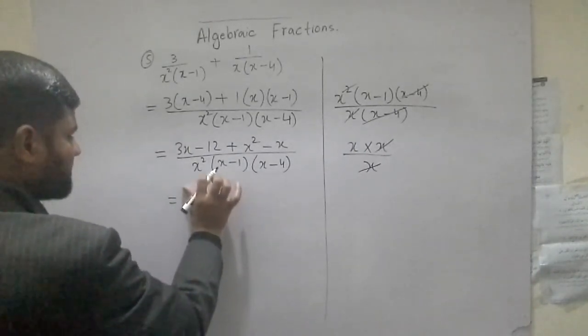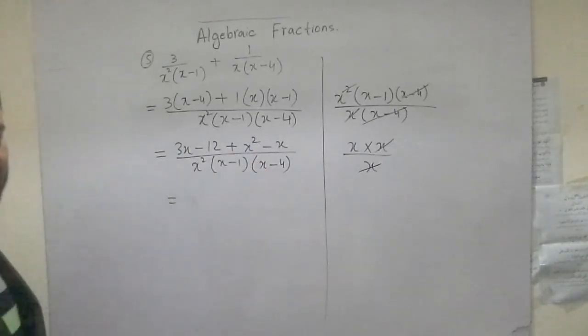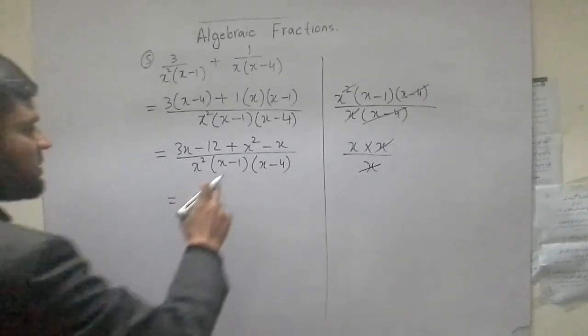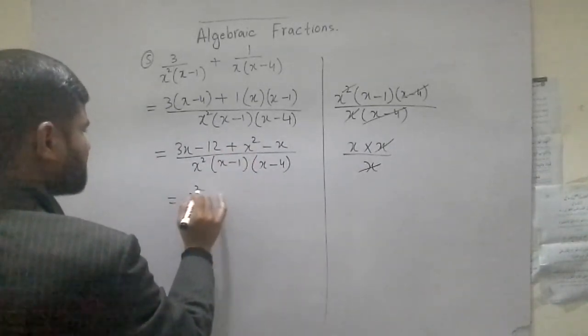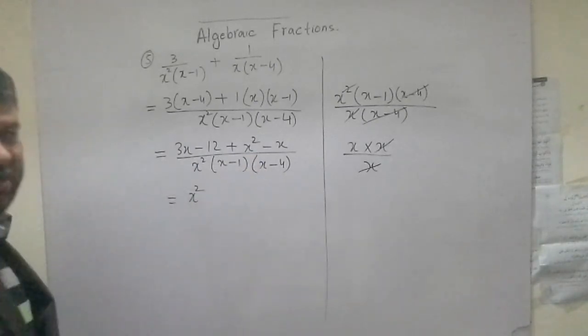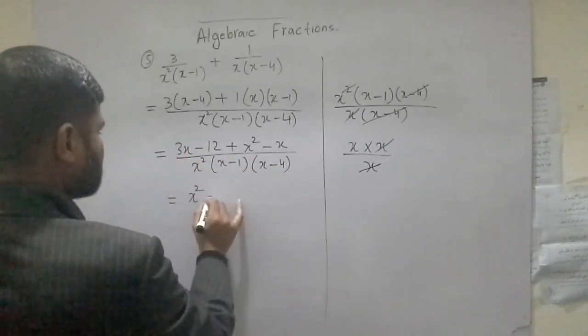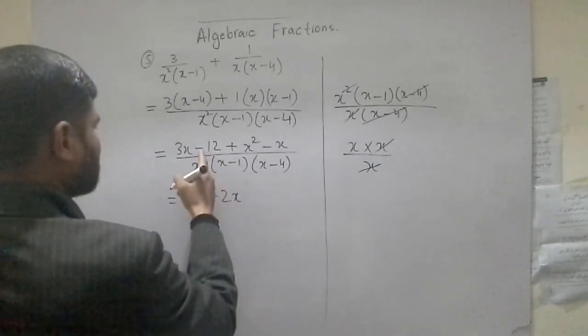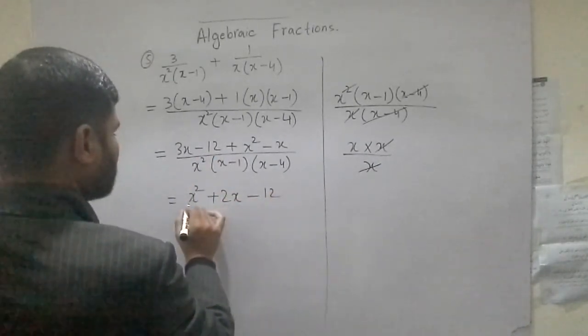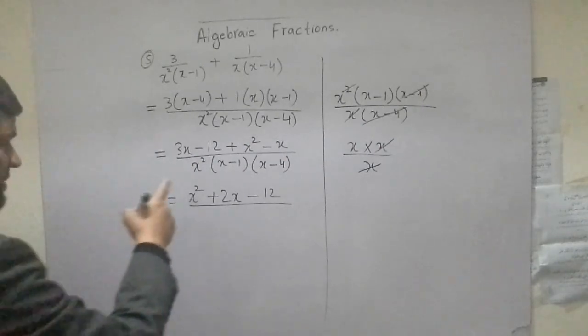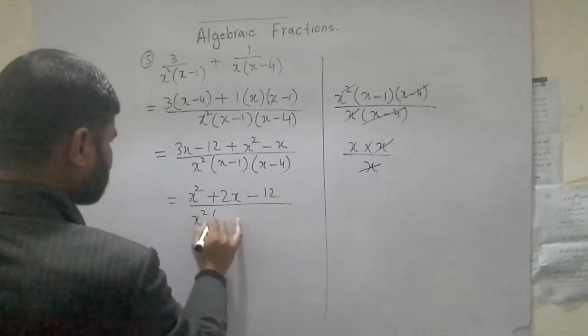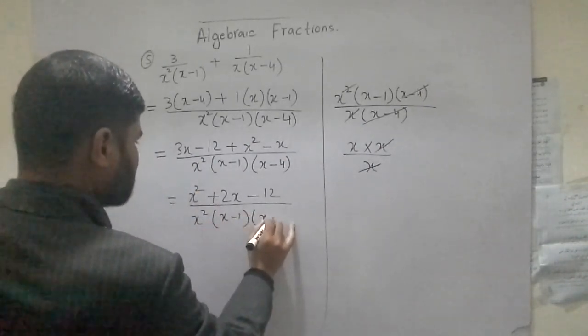First we can write this x squared with the biggest power. So x squared will come as it is because there is no other like term of x squared. So 3x and minus x makes plus 2x and minus 12 as it is, since there is no other number term. Now the denominator will be the same, x squared, x minus 1 and x minus 4.